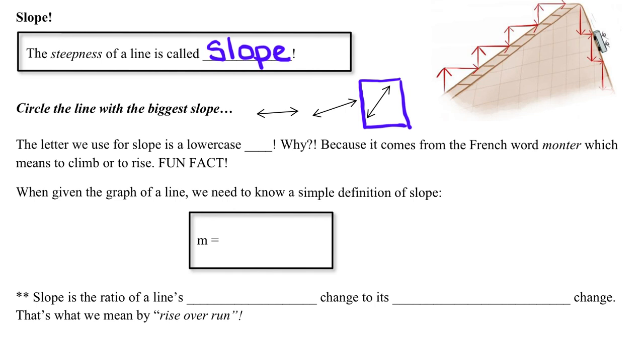Okay, Noelle, what is the letter we use for slope? M. And everybody always wants to know the whys behind the letters. The M comes from their French word. The K for constant of proportionality comes from a German word. I Googled that this morning because I had to know.